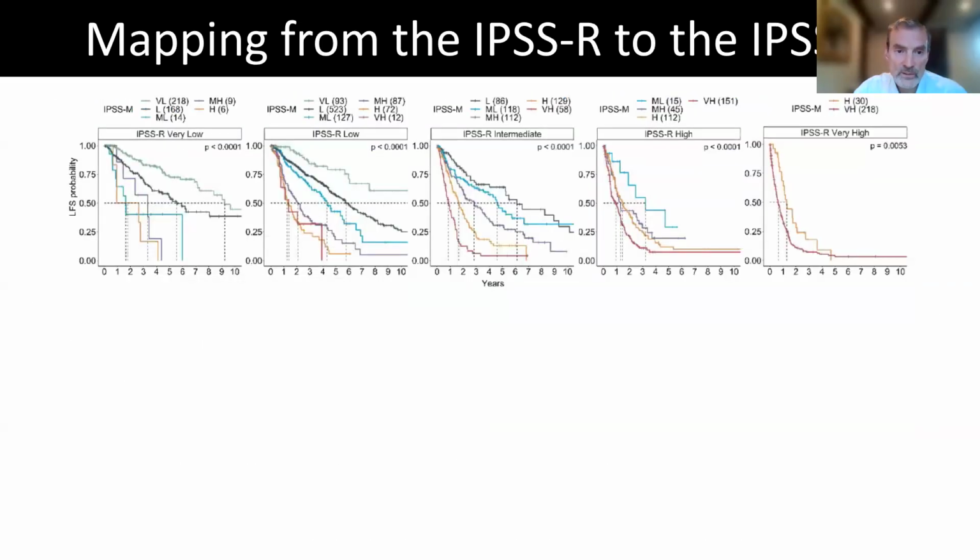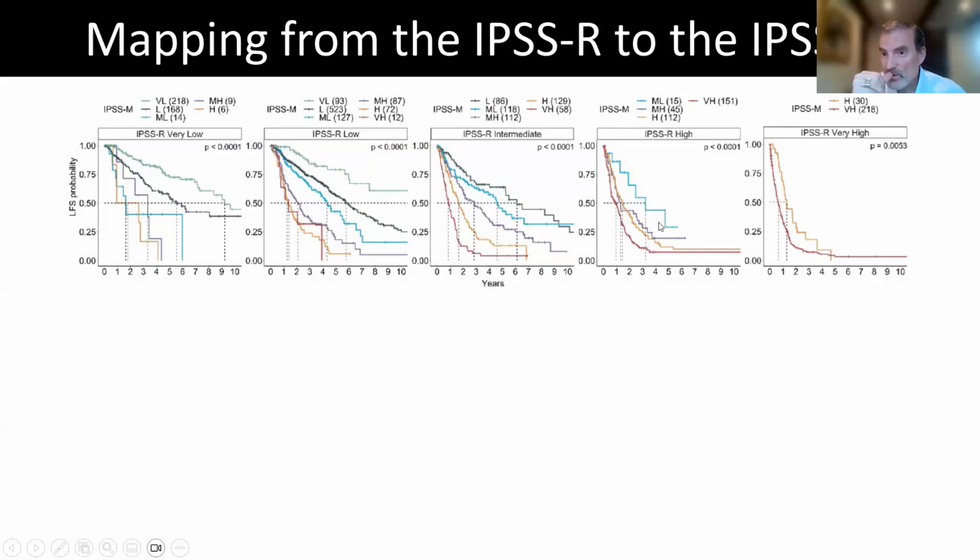Here's another way to look at what we did here. We took patients who we thought had very low risk by the IPSS-R, and we re-stratified them using the IPSS-M. And you could see that it separated these curves very nicely. That happened again if you started with people who were IPSS-R low. You could even find patients who had very high or high risk in that population, and so on and so forth.